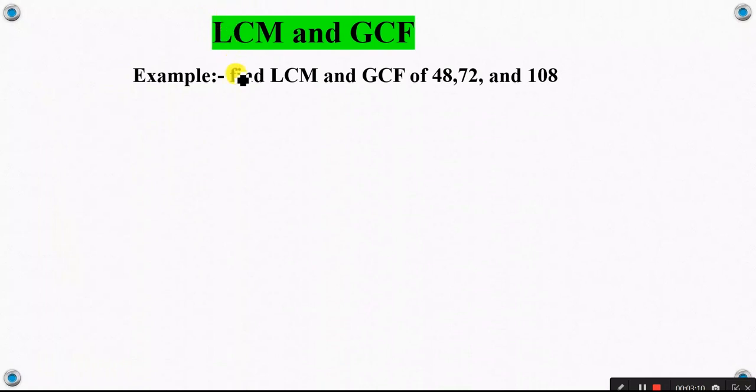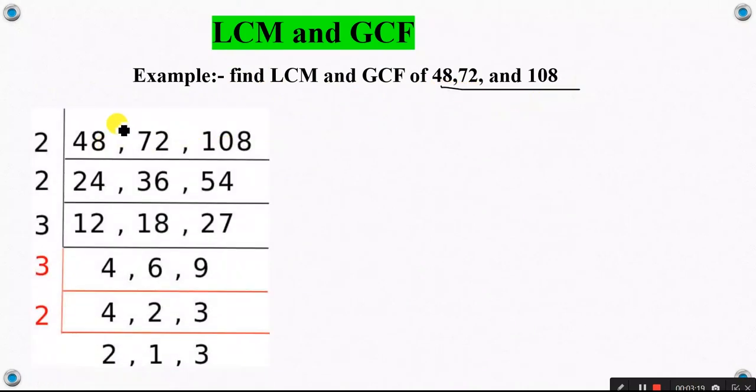You can do it like this. Find the LCM and the GCF of these three numbers. Using the ladder method, first we write the given numbers, then we divide them by 2. When we divide 48 by 2, we get 24. 72 divided by 2 is 36. Again, 108 divided by 2 is 54. Again, let us divide all of them by 2. We get 24 divided by 2 is 12, 36 by 2 is 18, 54 by 2 is 27. Now 12, 18, and 27 are all divisible by 3 without remainder. 12 divided by 3 is 4, 18 divided by 3 is 6, 27 divided by 3 is 9.